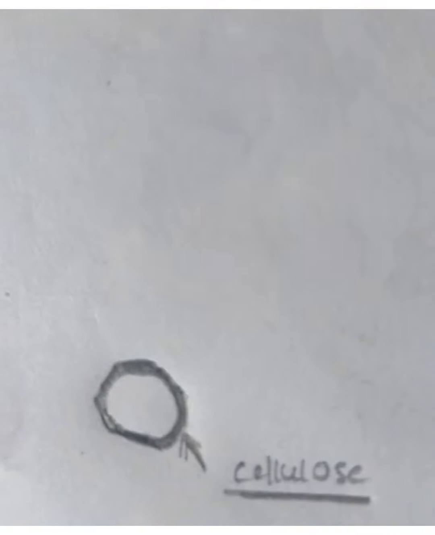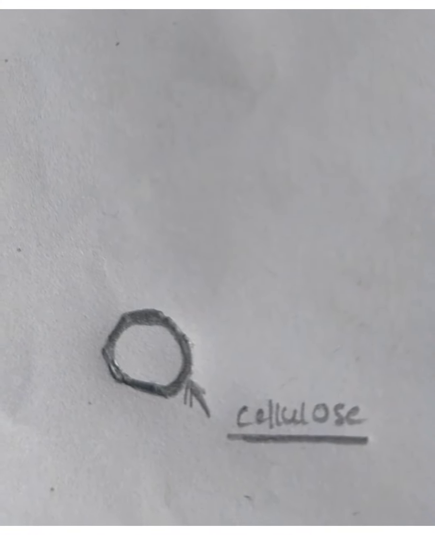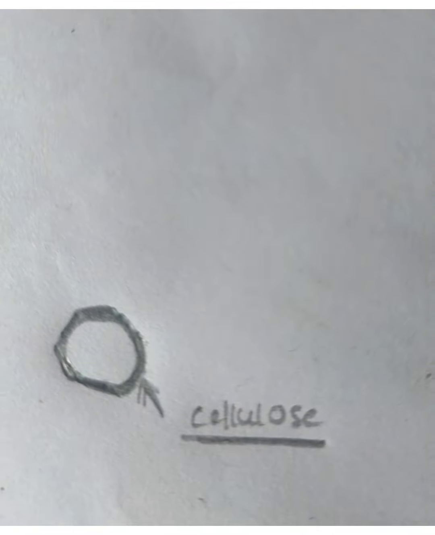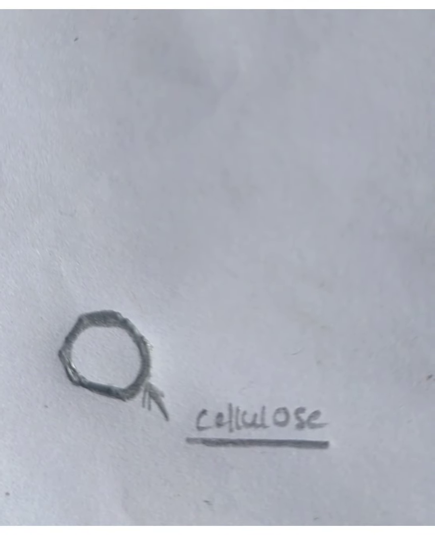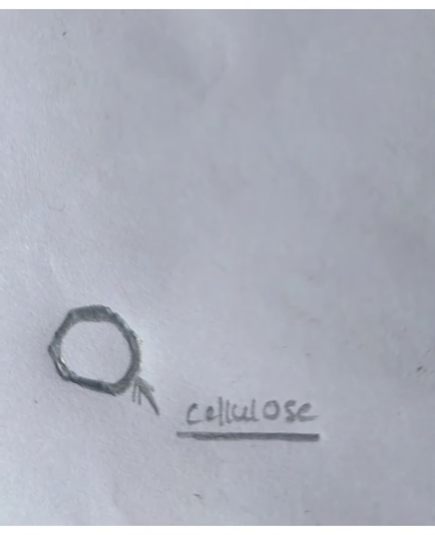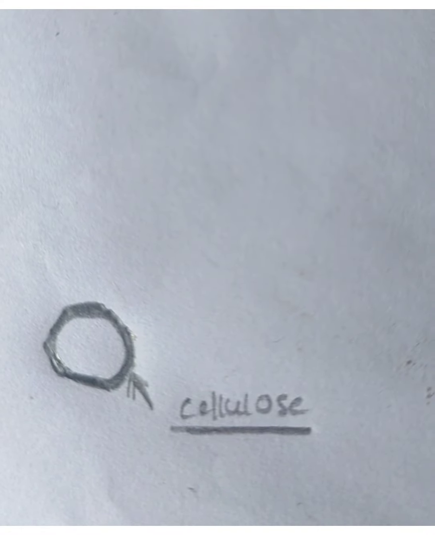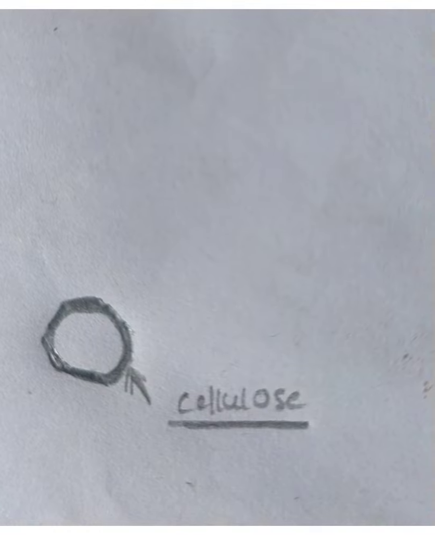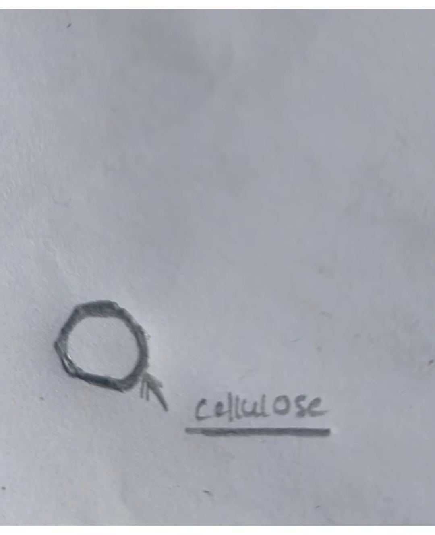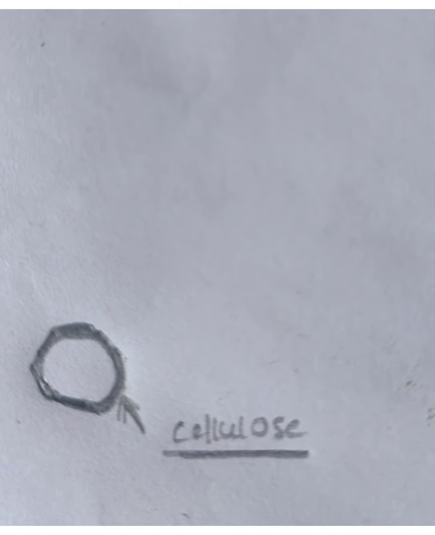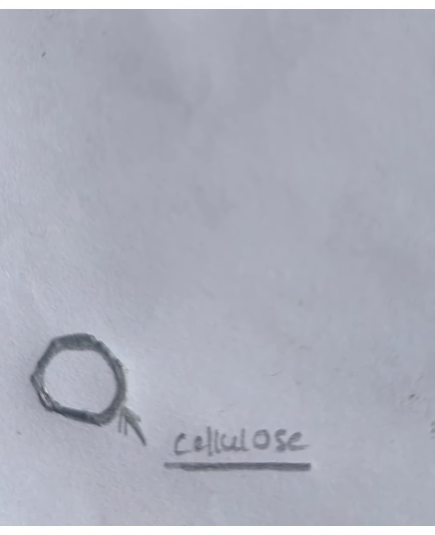Cellulose is a material from which these cell walls are made. Sometimes you get other substances also, but the main material used to make the cell walls is cellulose. Actually, this cell wall is there to support the cell, to maintain the shape, and for the protection of the cell.